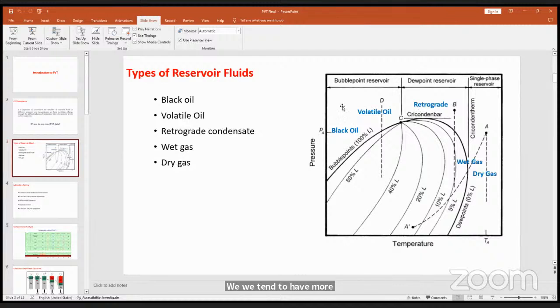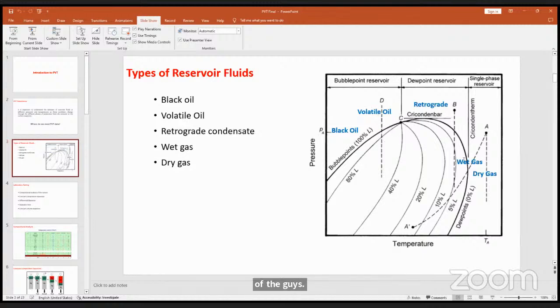Okay, so initially we have our oil, which is a single phase. As we deplete the reservoir, the pressure keeps decreasing until we reach the bubble point. Then we start liberating gas in the reservoir. As you go to the left, the amount of gas would decrease. As you go to the right, closer to the critical point, the amount of gas would increase.